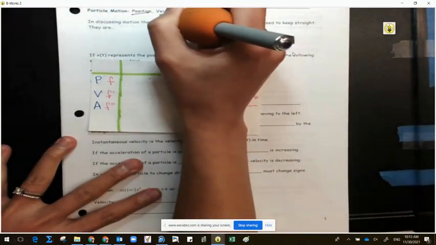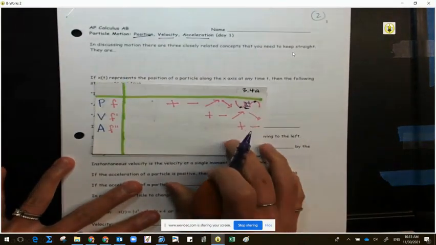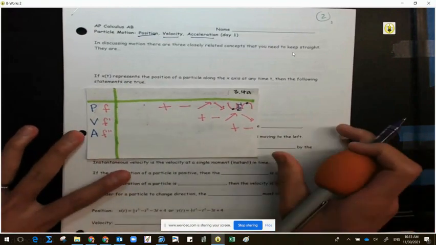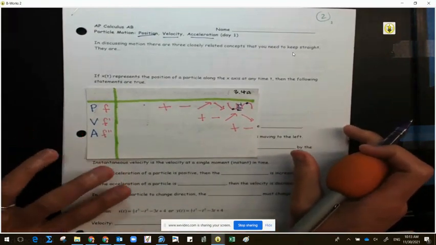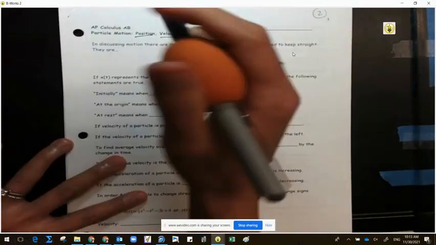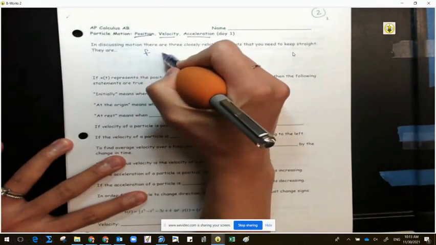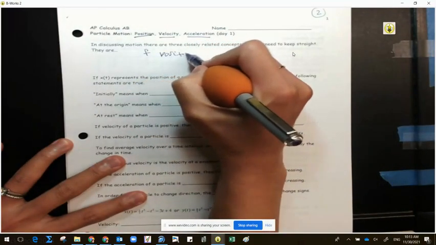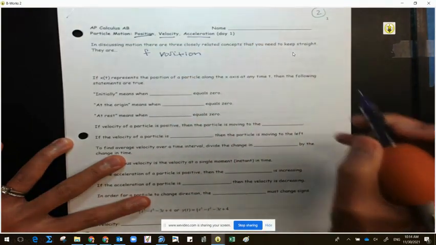And I think I'm going to also write them on the very top. So we have position, velocity, and acceleration. Okay, let's write out. So we have f is for our position. Even though it's already on our card, I want to notate something else.